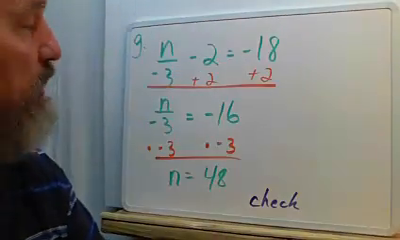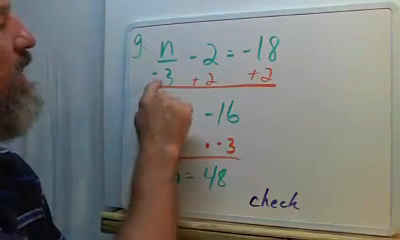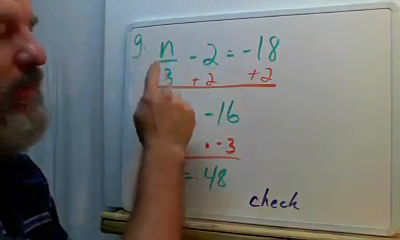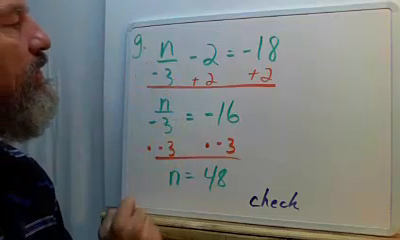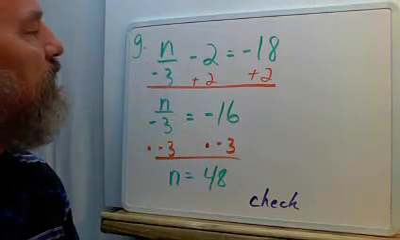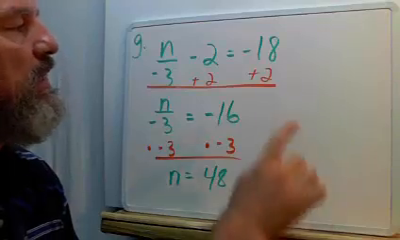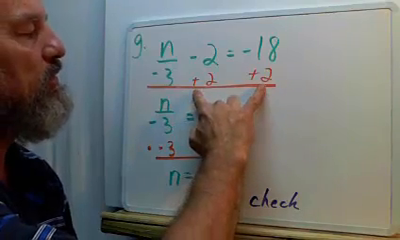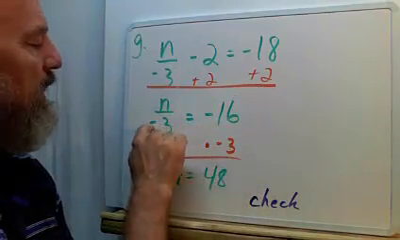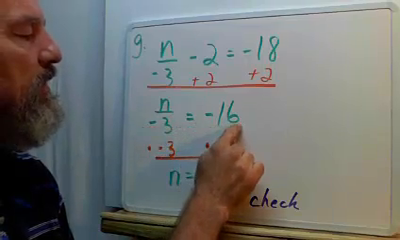And lastly, letter G. n divided by 3, or n over 3, however you look at it, but I want you to see that as division. n divided by negative 3 minus 2 equals negative 18. Add 2 to both sides. We have n divided by negative 3 equals negative 16.